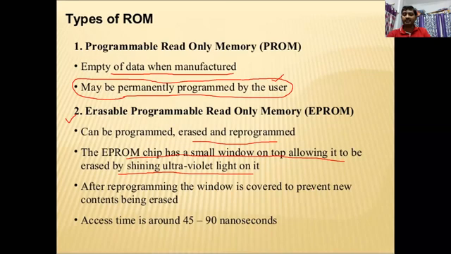If this is your ROM chip, then there will be a small window, and ultraviolet light is exposed onto this. Automatically the entire memory will be erased, and then you can reprogram it. That is what is an erasable programmable read-only memory.